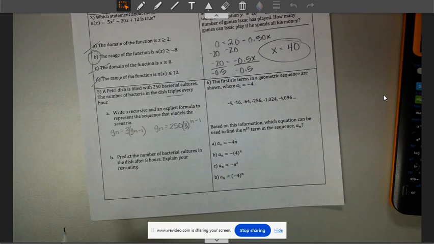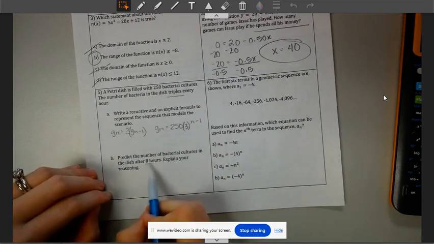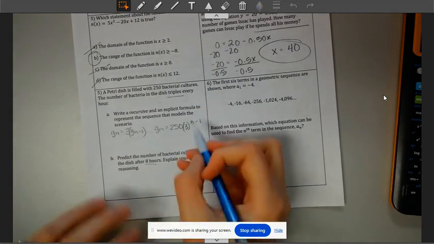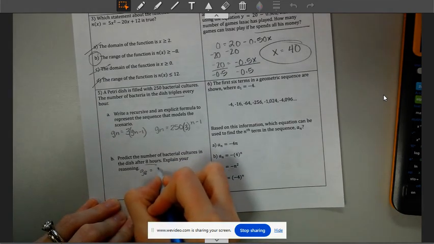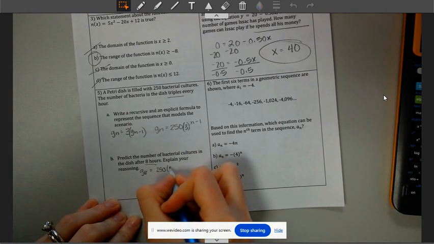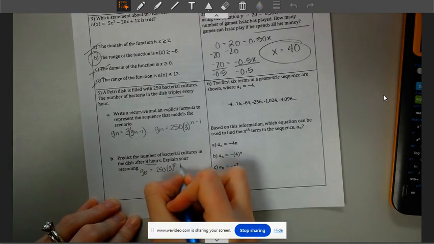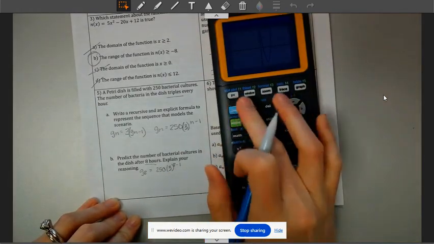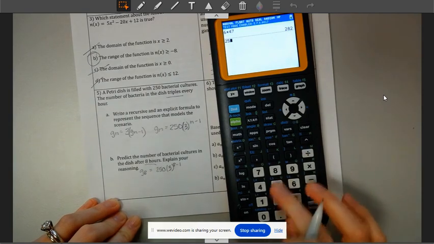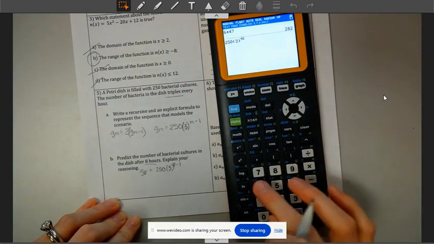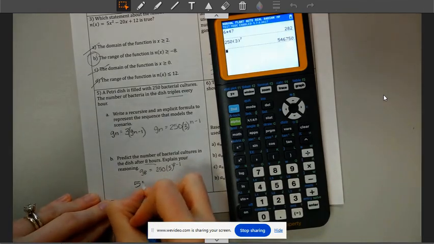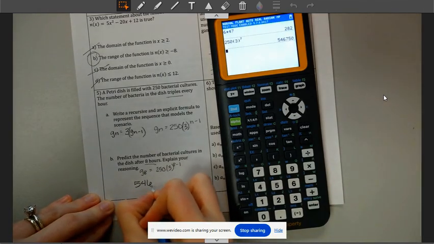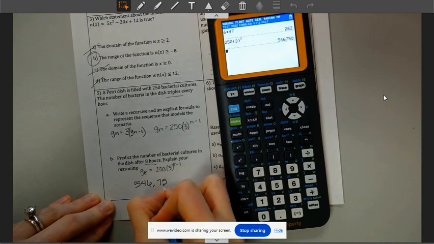Okay, now I have to predict the number of bacterial cultures in the dish after 8 hours. So what I am going to do is plug in 8 for n. So G of 8 is equal to 250 times 3 to the 8 minus 1, which would be 7. So we have 250 times 3 to the power of 7. And I get 546,750.